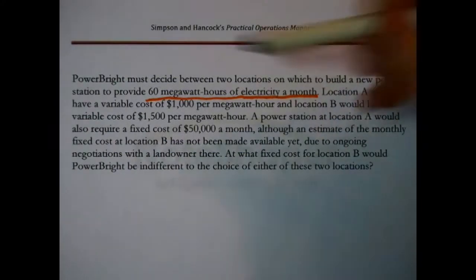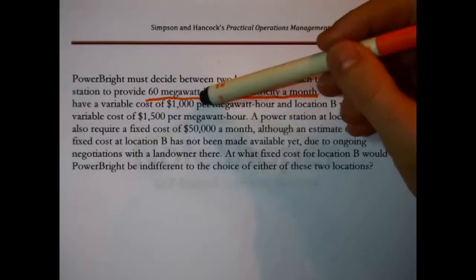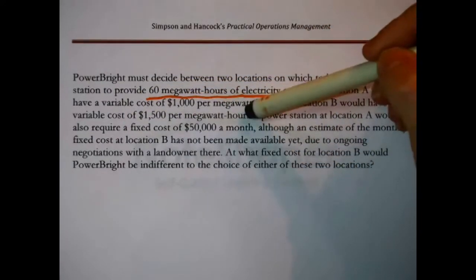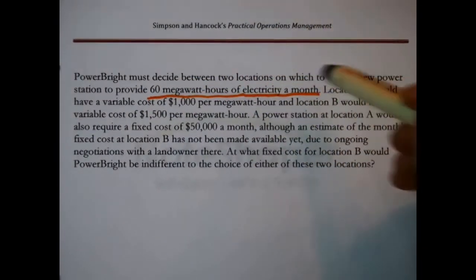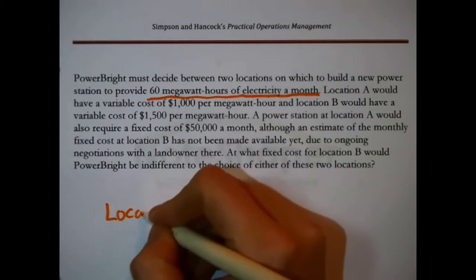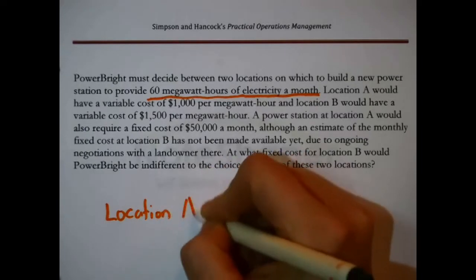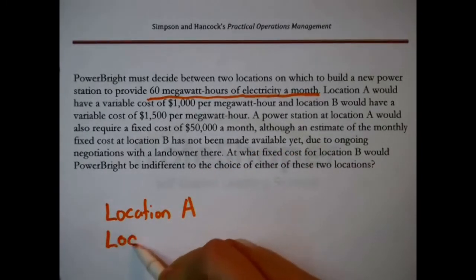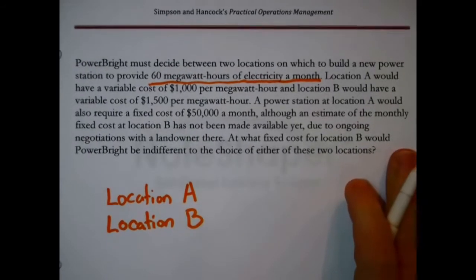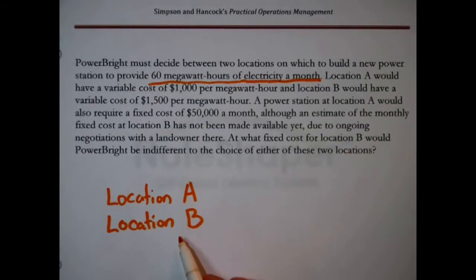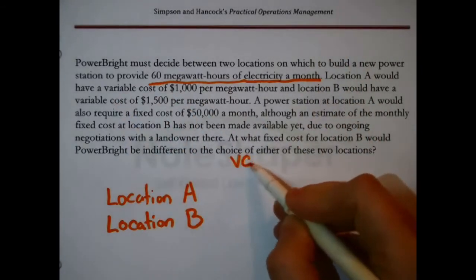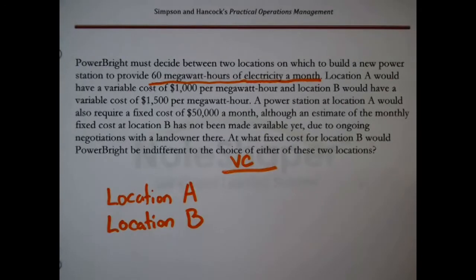Location A would have a variable cost of $1,000 per megawatt hour. Location B would have a variable cost of $1,500 per megawatt hour. And it continues, there's more information. Whoa, at this point, for me, I find it easier to just back out and organize this. There's a location A, there's a location B, and first off, that sentence we just said was talking about variable cost per megawatt hour.